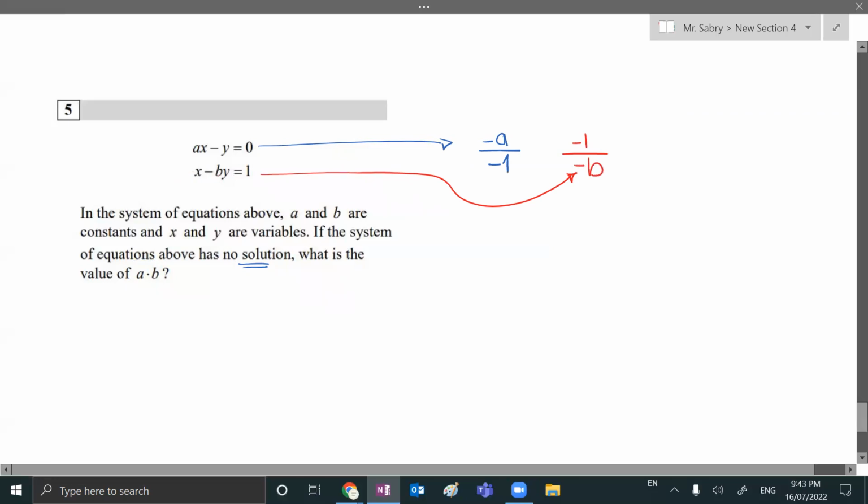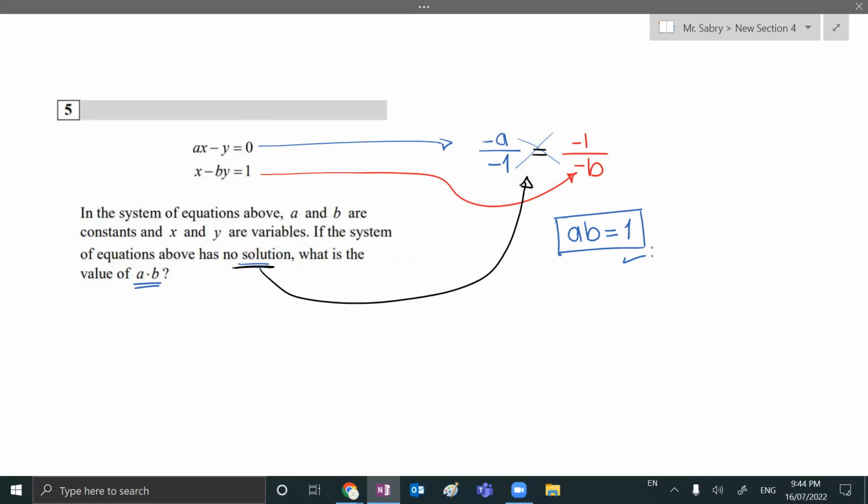Now, because they said they have no solution, this then means that these two must be equal to each other. Now, what I'm trying to find is A times B. So I will cross multiply. Negative A times negative B is positive AB. And it's now equal to negative 1 times negative 1, which is positive 1. They're asking me what's the value of AB. This is the answer. Is it better now?